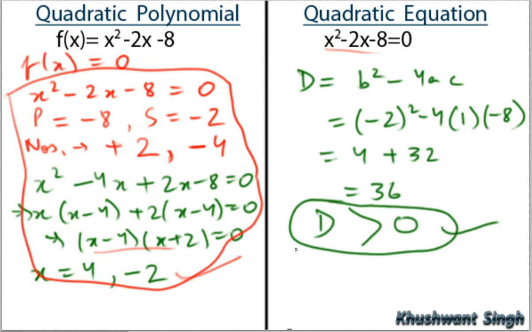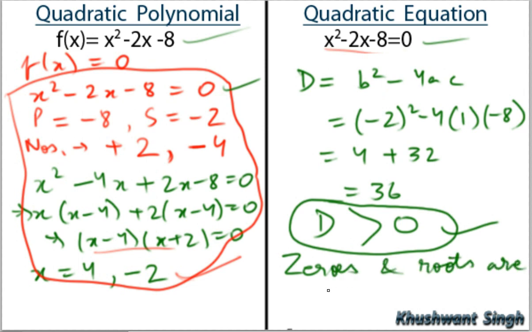When D is greater than 0, then the zeros and the roots are same. D means discriminant. When you equate it to 0, either this one or this one, anyone, and D is greater than 0, then the zeros and roots are same. Zeros and roots are same. Clear?